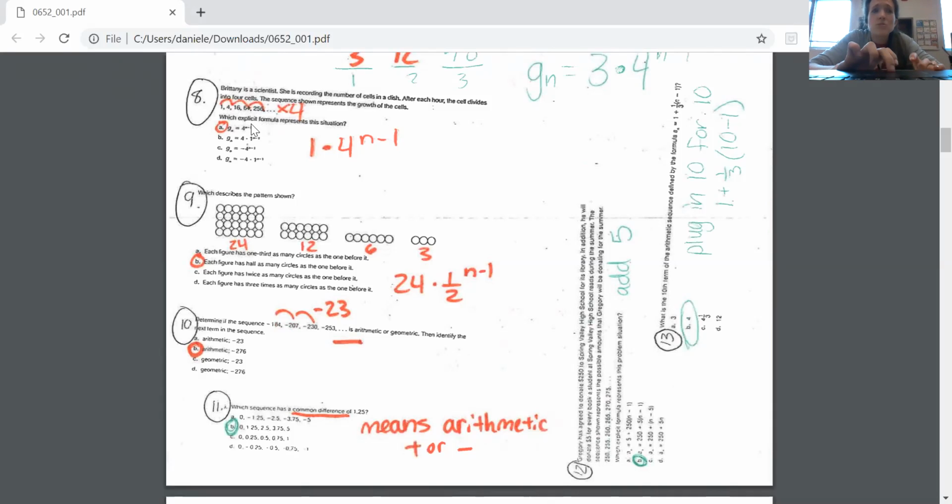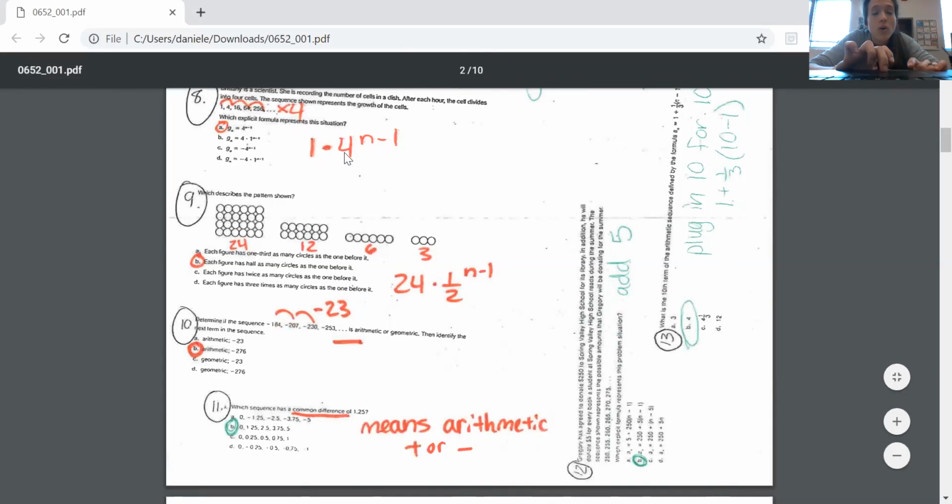Don't switch your numbers and pick B. The 4 has to be with the exponents because it's what keeps happening. Number 9, you would just count the circles and see they're cutting in half every time. That's how you'd write that sequence, because remember, you can't put division in a geometric pattern. It has to be multiplication.